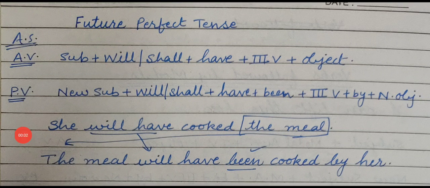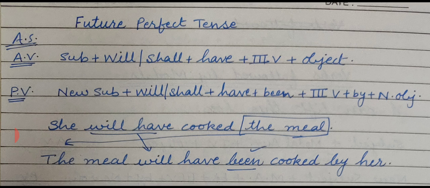Students, let's discuss future perfect tense. Okay, means how to change the sentences of future perfect tense into passive. The structure is here: subject, will, shall plus have plus third form of verb plus object.